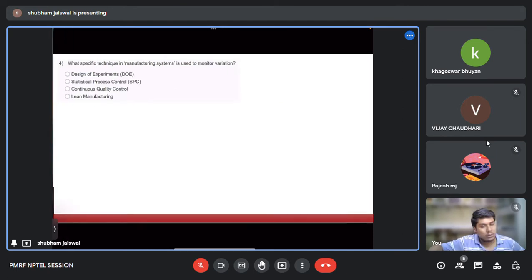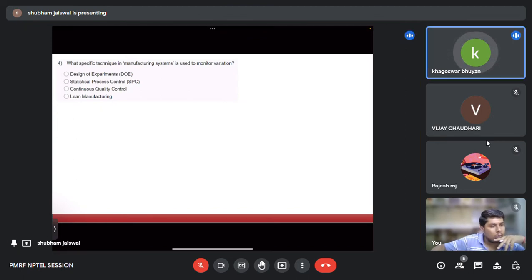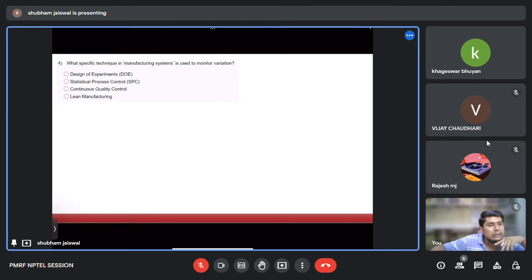The next question is: what specific technique in a manufacturing system is used to monitor variation? Design of experiment, SPC, continuous quality control, or lean manufacturing. Mr. Bhuyan is saying SPC. Yes, statistical process control. Is there any other opinion, Mr. Vijay, Mr. Rajesh? SPC, sir.